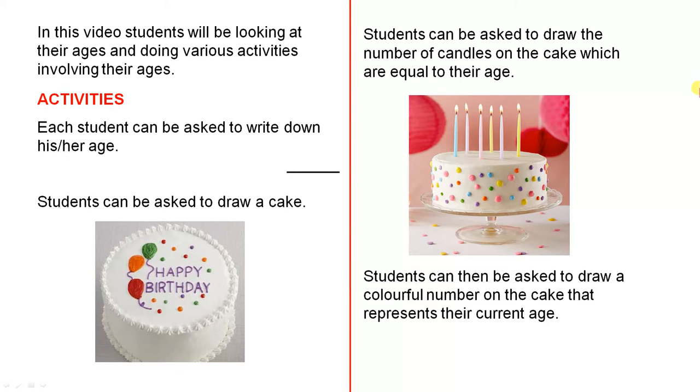Students can be asked to draw a cake. Students can be asked to draw the number of candles on the cake which are equal to their age. Students can then be asked to draw a colourful number on the cake that represents their current age.